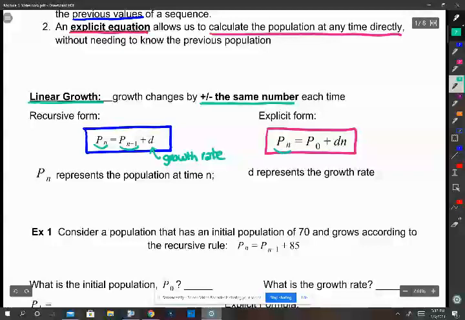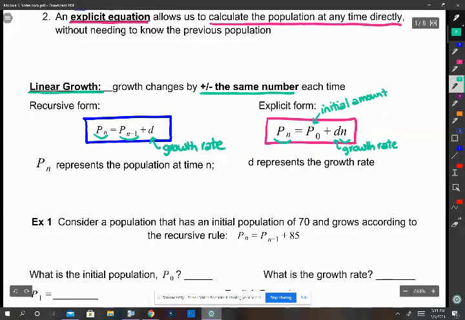In an explicit formula, it looks a little bit different. P sub n is always going to be p sub n, and n is always going to be n. But p sub 0 is going to be our initial amount. So what happens at time 0? And our d value is still our growth rate. And we write that as an equation. So this is kind of like y equals mx plus b when you guys did linear functions.